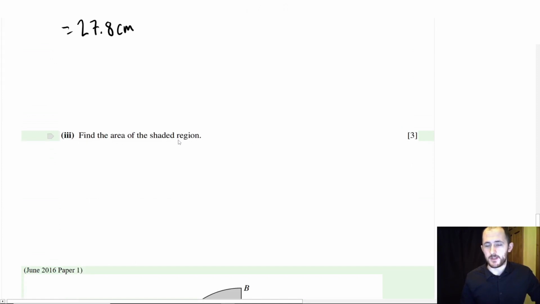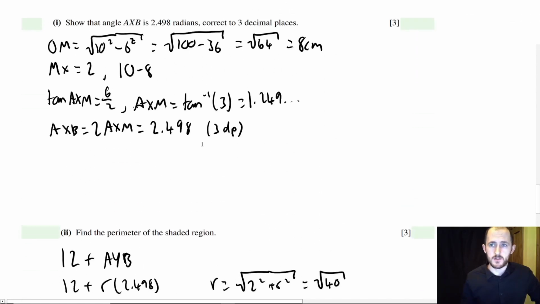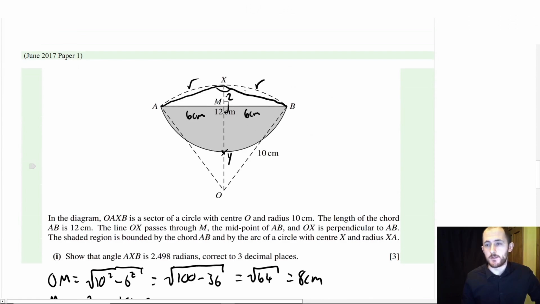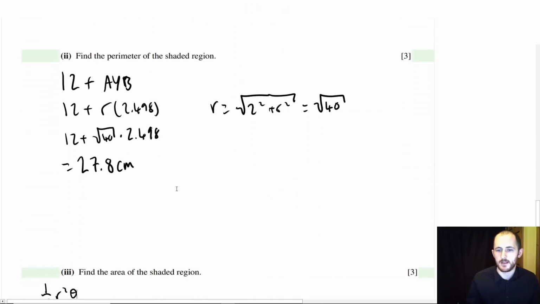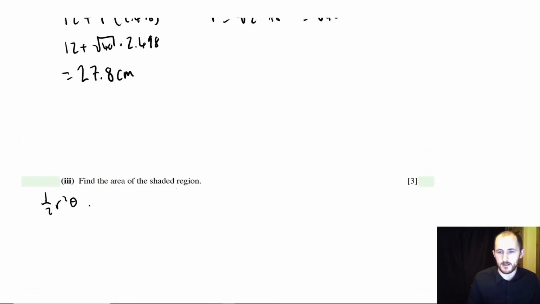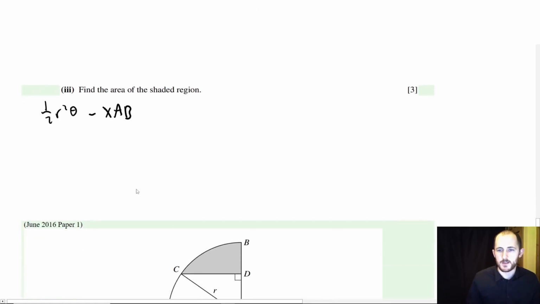And then find the area of the shaded region. Well, we're going to obviously be using half r squared theta. If we use half r squared theta, that will give us this kind of semicircle bit, but it also gives us this triangle. So we need to minus the area of the triangle, which is a bit annoying, but should be fine. So we're going to also minus XAB, let's call it. So we're going to use half r squared theta minus XAB. So let's work that out.